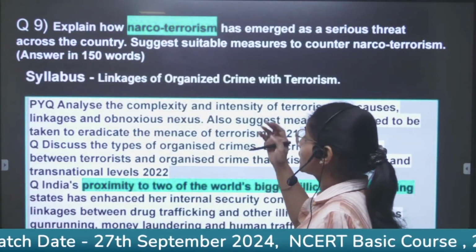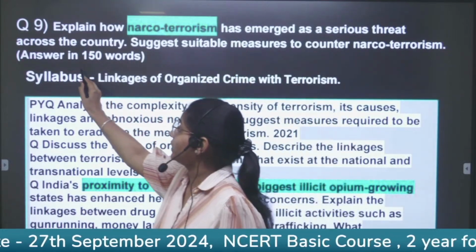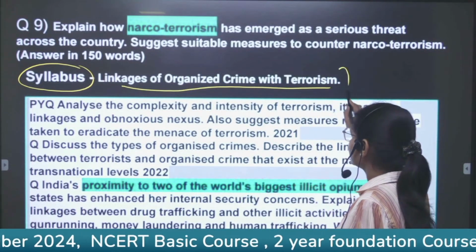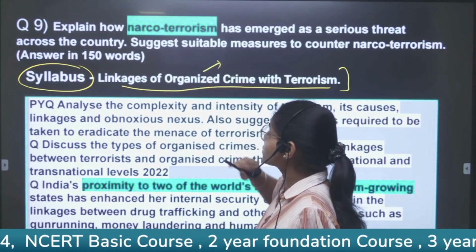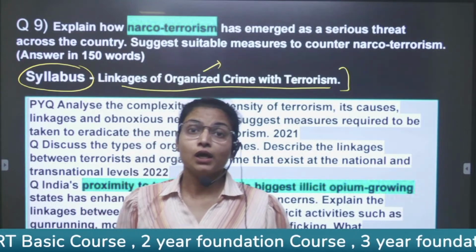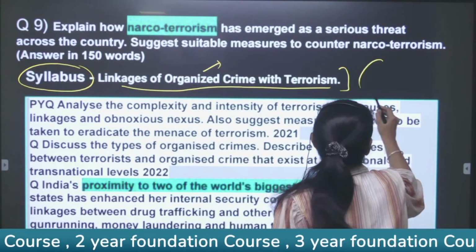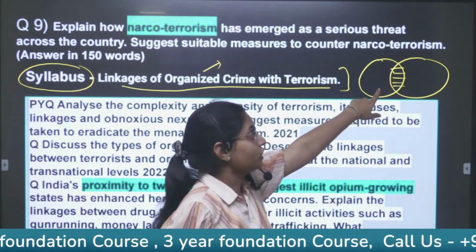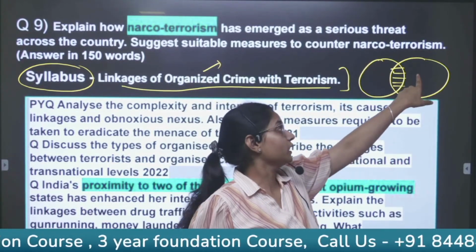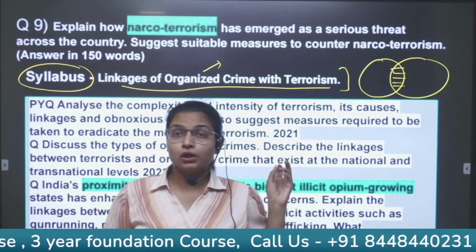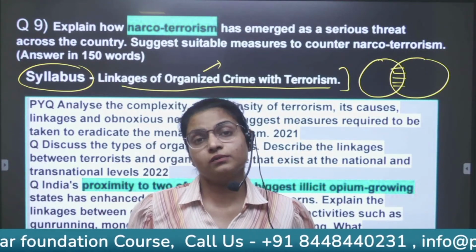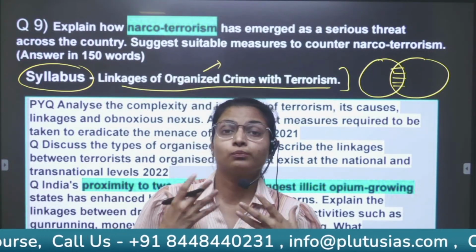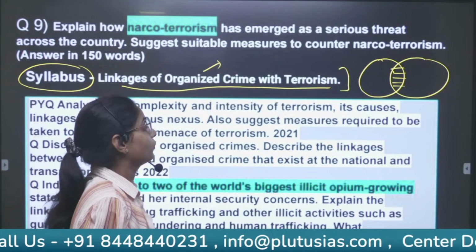And now basically this question you can relate it with the topic of linkages of organized crime and terrorism. Here the organized crime is drug trafficking. So you can think of how narco-terrorism is the interconnection between drug trafficking and terrorism. And you can also make use of simple diagrams in the exam, so that you will be able to write more effectively to get more marks.